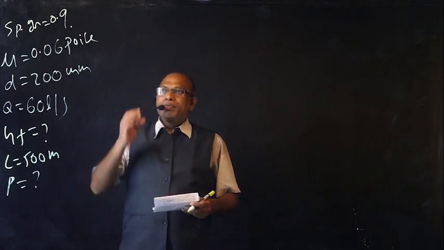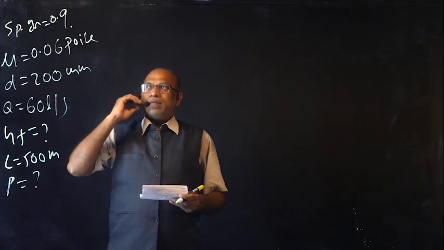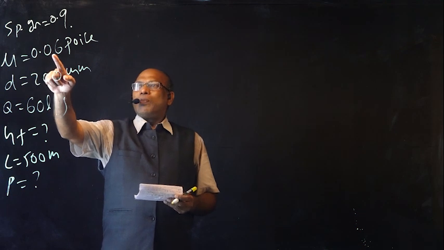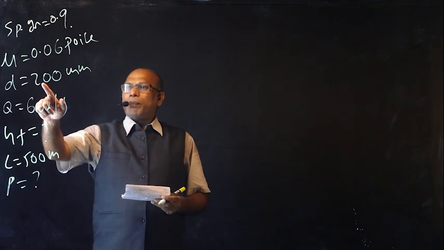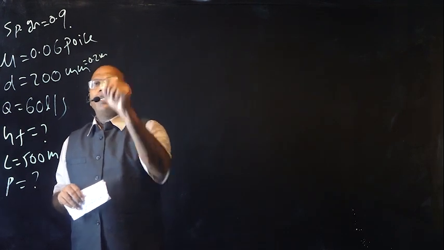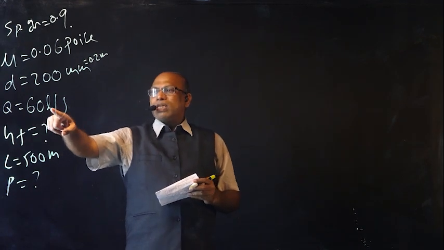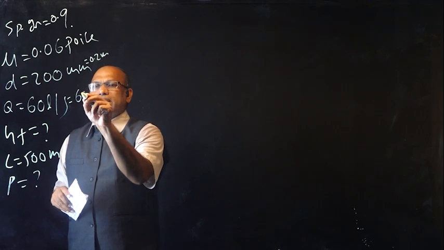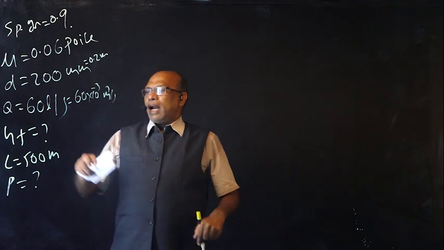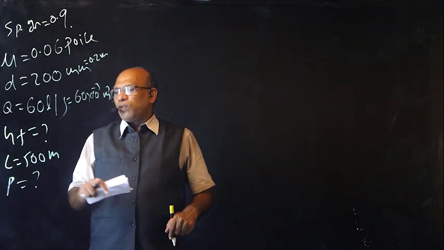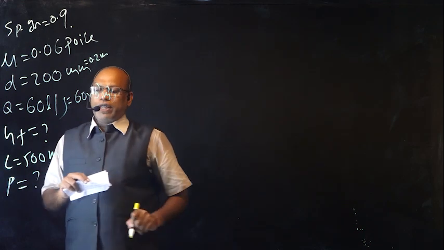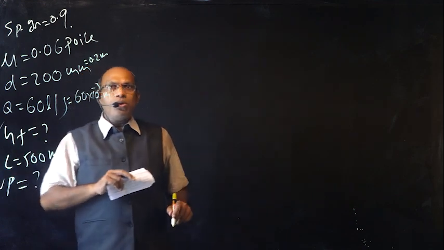This is the given data. Here in this problem they have given specific gravity 0.9, viscosity 0.06 poise, diameter of the pipe 200 mm, that is equal to 0.2 meters, and discharge Q is equal to 60 liters per second, that is equal to 60 into 10 power minus 3 meter cube per second. And find the head loss due to friction HF, the length of the pipe is given as 500 meters, and also determine the power required. What is power? What is head loss due to friction?